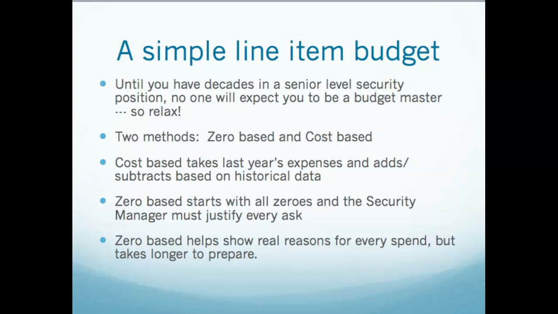Okay, and the zero base really helps you in the long run, doing it every once in a while so that you can get it right in your head that you're spending the right amount of money and not overspending based on costs going up every year.